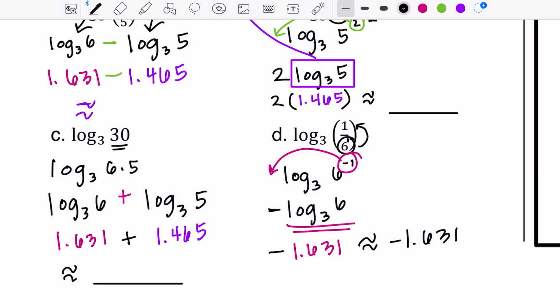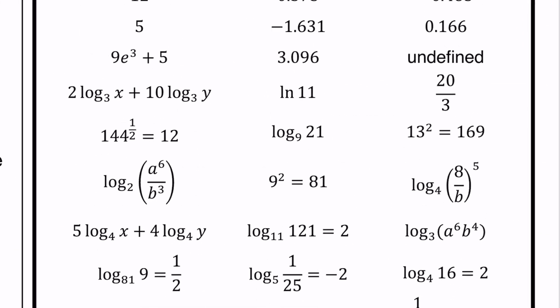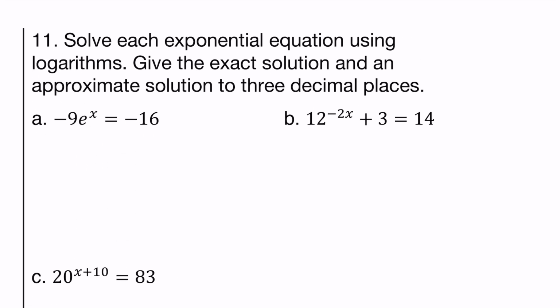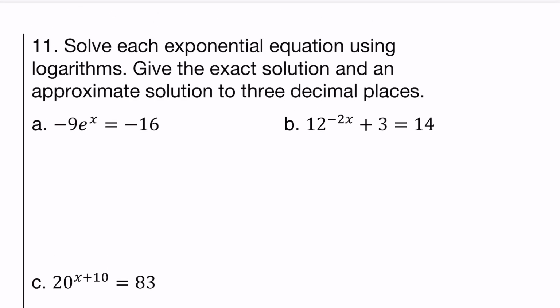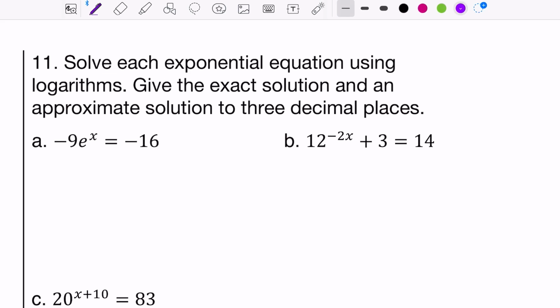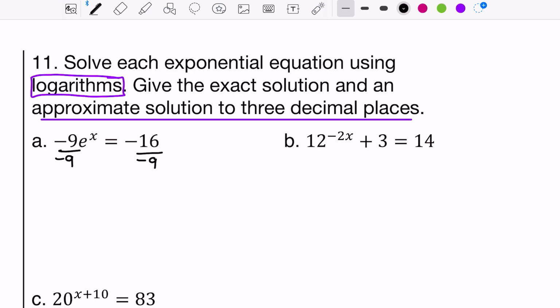All right, let's go ahead and finish this up. So we are up here at the top. Example 11 says to solve each exponential equation using logarithms. So there's a clue for you right there that you're going to need to use a logarithm, and then to approximate each solution to 3 decimal places. So this just means it's going to be in the calculator. So first thing we're going to do is divide both sides by 9 to isolate the exponential. And a negative divided by a negative is a positive. So that's where we get e to the x equals 16 over 9.